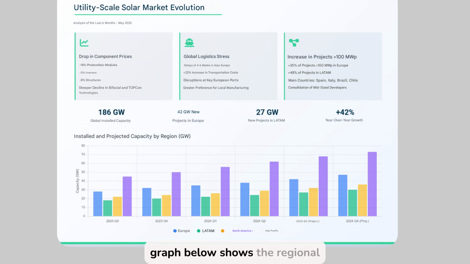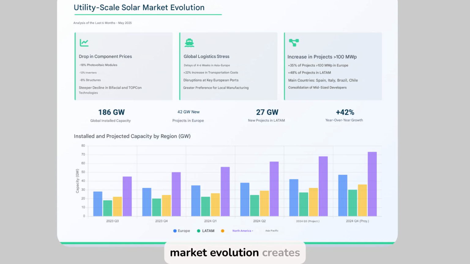The graph below shows the regional distribution in recent quarters and the forecast for 2024. Asia-Pacific remains the absolute leader in installed and projected capacity. Europe and North America show sustained growth, with peaks in Q4. Latin America accelerates its growth and consolidates above the 25 gigawatts projected for Q4 2024. The upward trend in all markets speaks to an energy transition that continues to advance strongly.